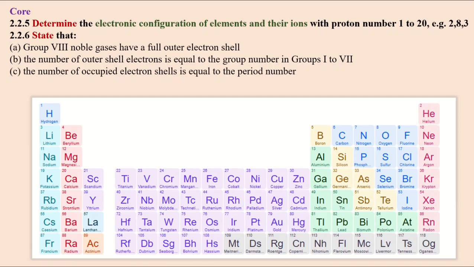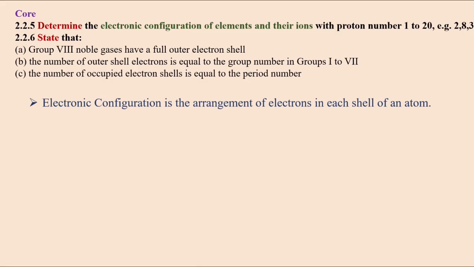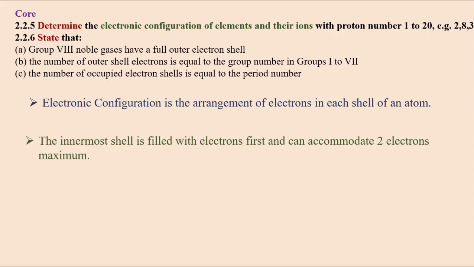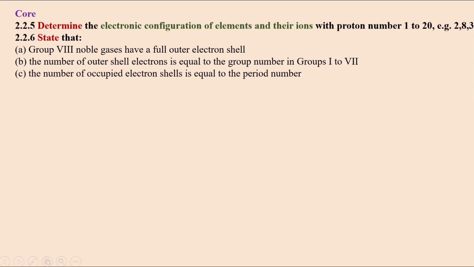In the periodic table, the vertical columns are called groups, and there are 8 groups in the periodic table, while the horizontal rows are called periods, and there are 7 periods in the periodic table. Electronic configuration is the arrangement of electrons in each shell of an atom. The innermost shell is filled with electrons first and can accommodate 2 electrons maximum. The next shell can accommodate 8 electrons maximum, and so on.